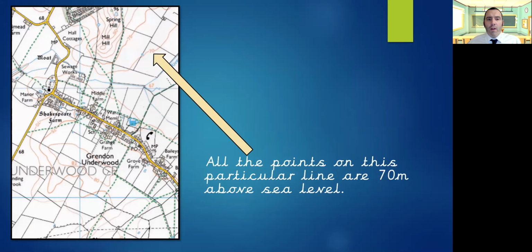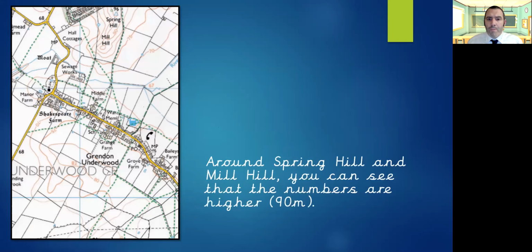On the contour lines, you will have the height of each line, so you can see how quickly you're increasing in height. So you can start getting an idea of how steep things are.